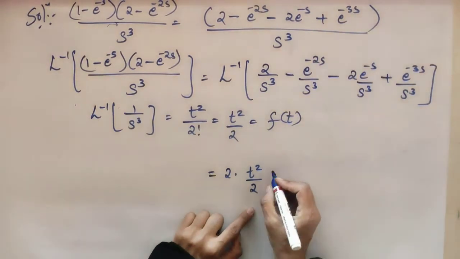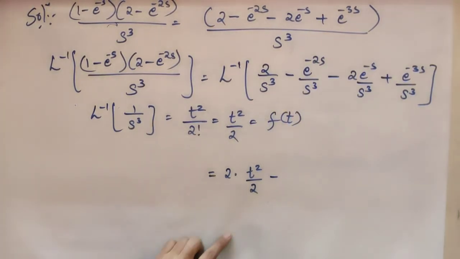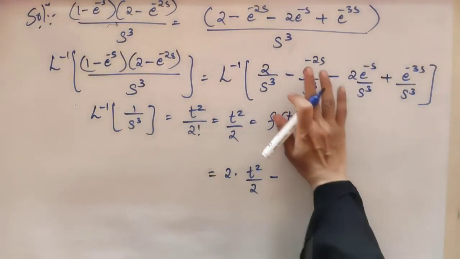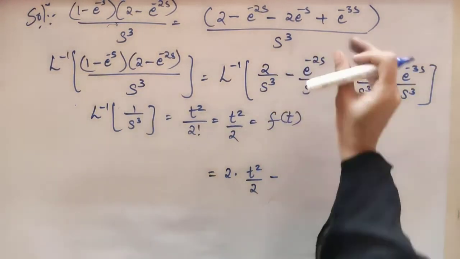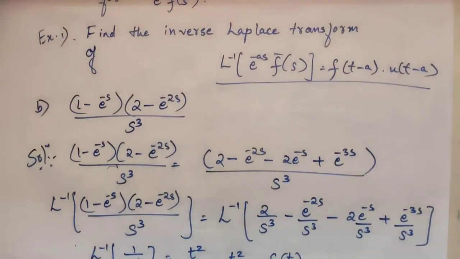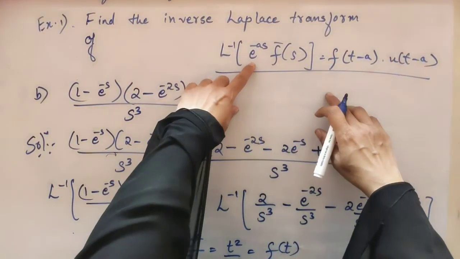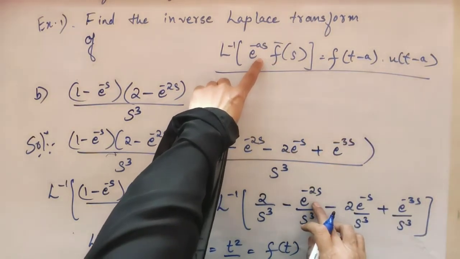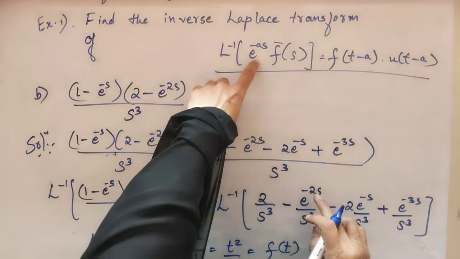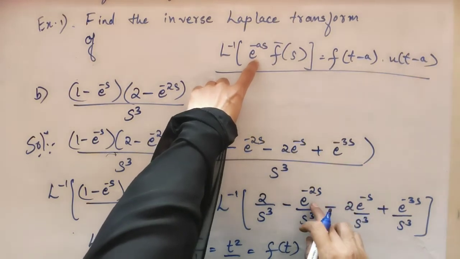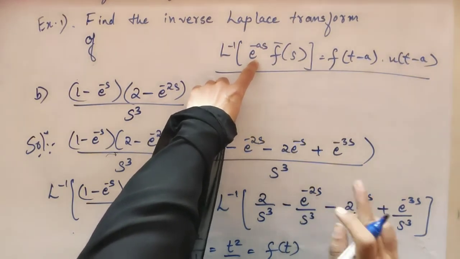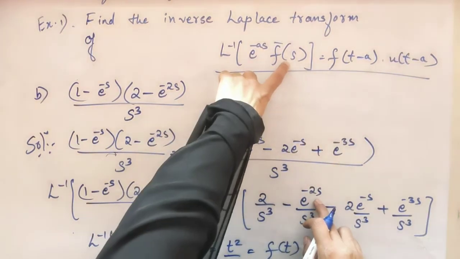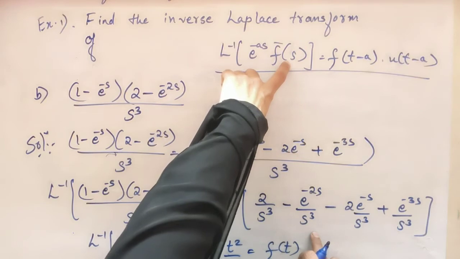Plus, there is minus sign in between, minus. Now see here, it is not 1 divided by simply s cube or a constant in the numerator. There is an exponential function, that is, it is of this type: e to power minus as into f bar of s form. In place of e to power minus as, you have got e to power minus 2s, and in place of f bar of s, you have got 1 divided by s cube.